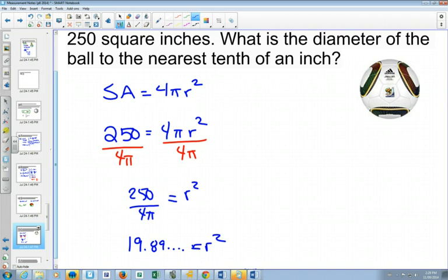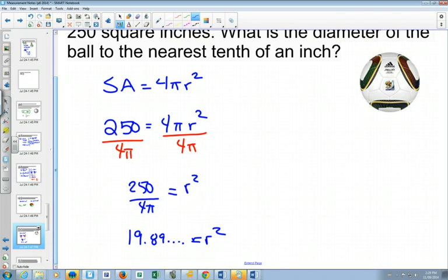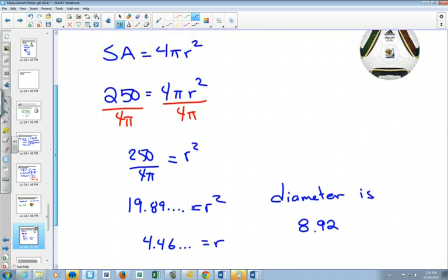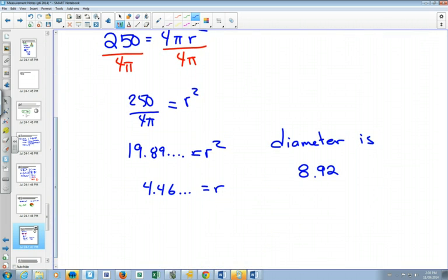Equals r squared. And then we would square root that. And we find out what r is. So our diameter, if I know the radius, how to find the diameter? Just the radius times 2. 8.92. Did it ask for a certain nearest tenth of an inch?